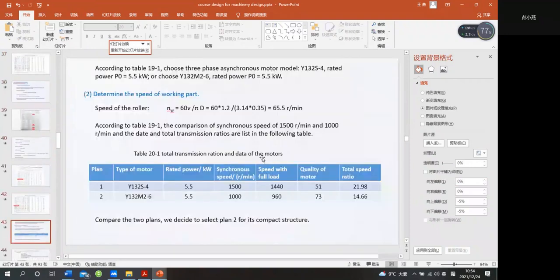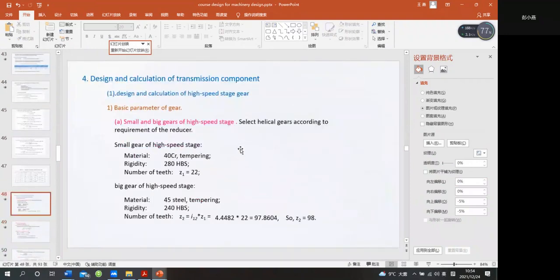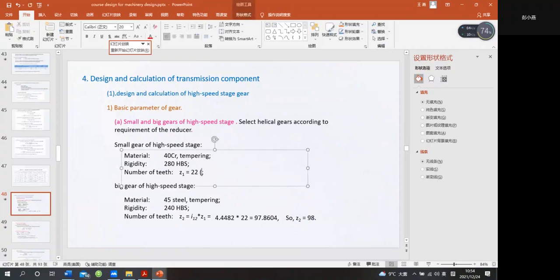And then you design the high speed gears. Choose the material and heat treatment first, and choose the rigidity and the number of teeth. The number of teeth for Z1 is usually within the range from 20 to 40, okay, within this range.